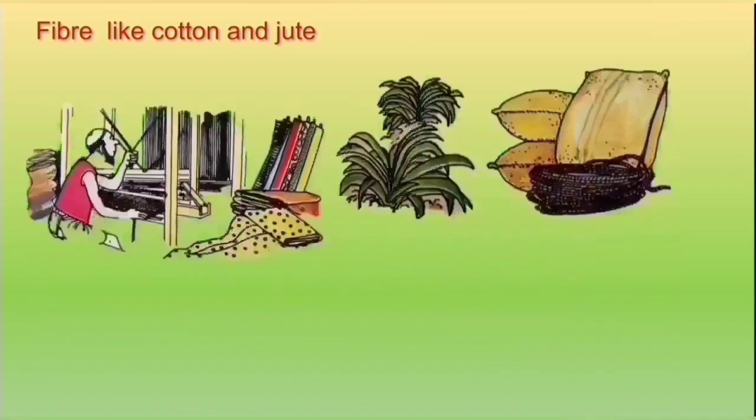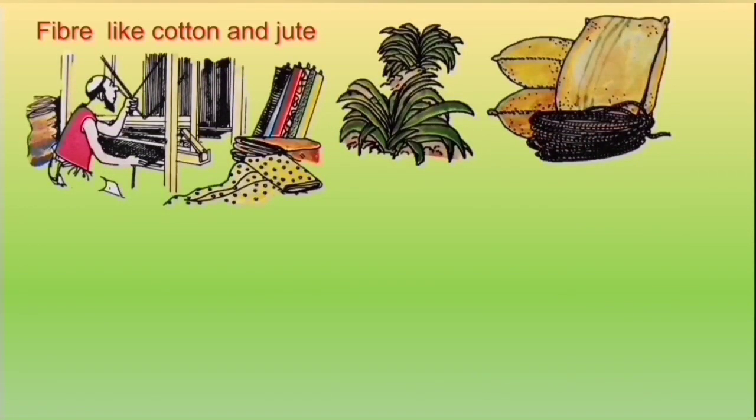Fiber like cotton and jute are got from plants. You can see the man weaving cloth from cotton. From the jute plant, we make sackcloth, ropes, etc. Nowadays, the fabric from jute is also used to make garments and decorative articles. Wood for furniture and farm implements is got from plants.